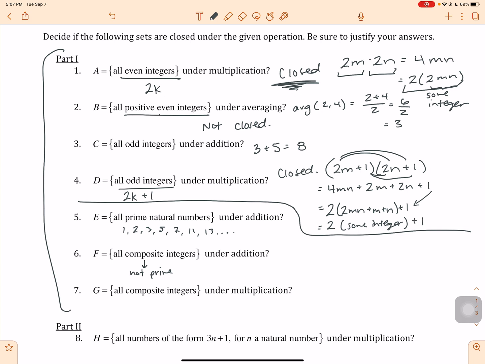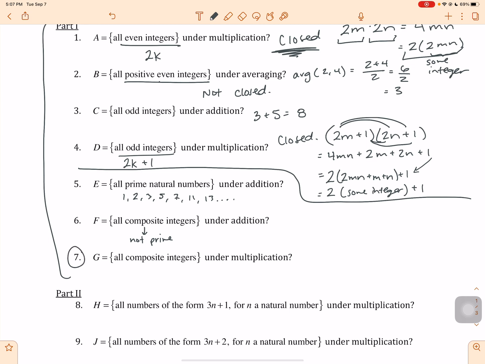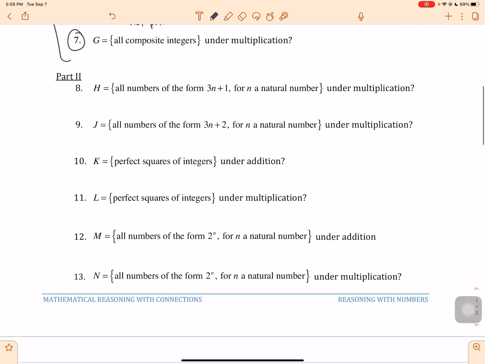All right, so let's go and look at part 2. G is actually interesting, or I mean number 7. So maybe, yeah, this one's kind of long. I want to kind of walk through this one. I was just looking at the proof.